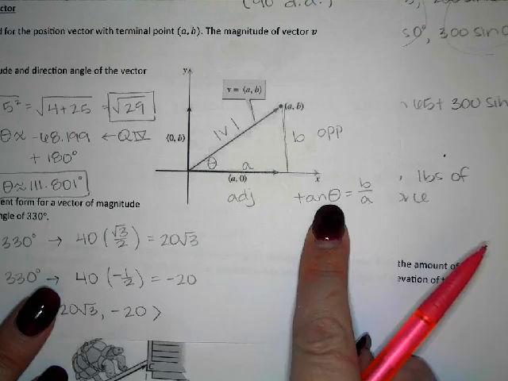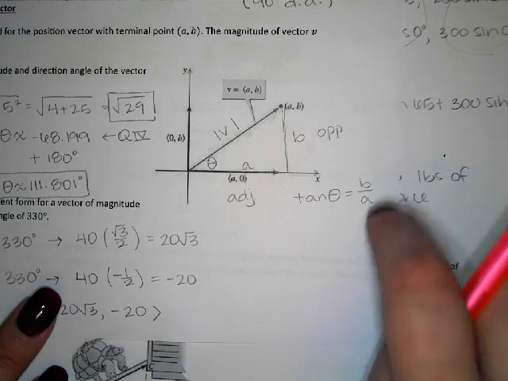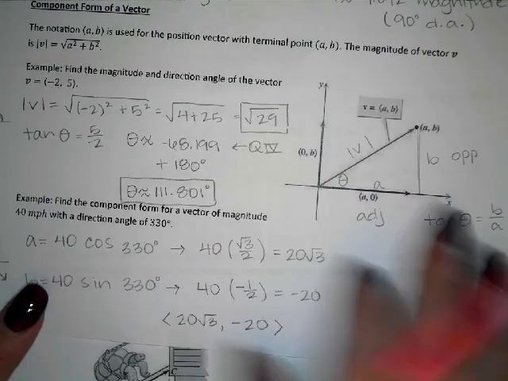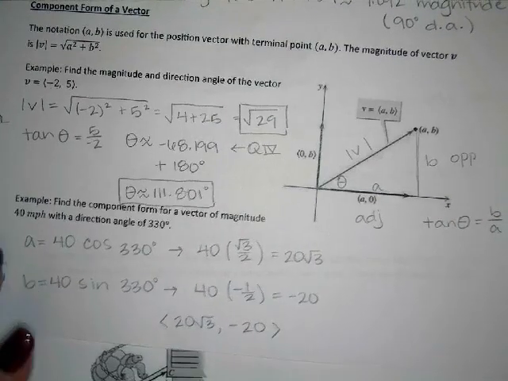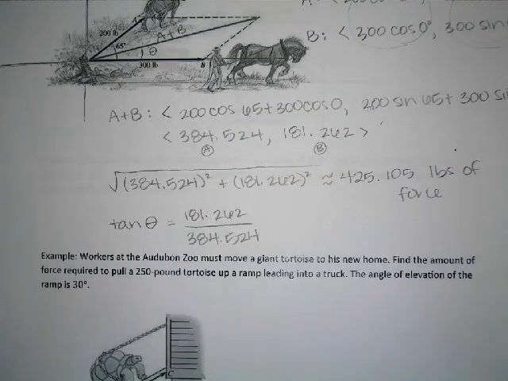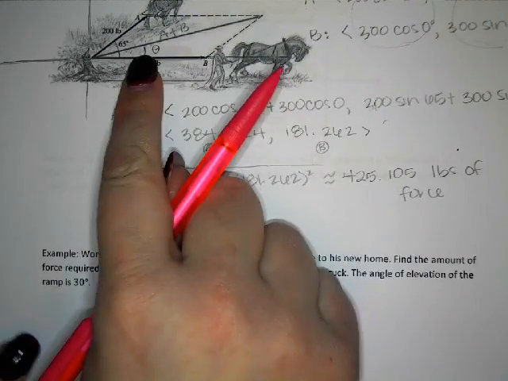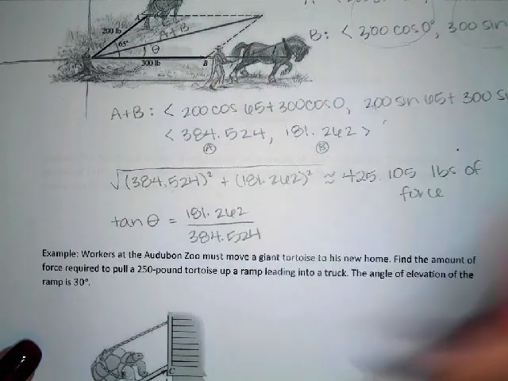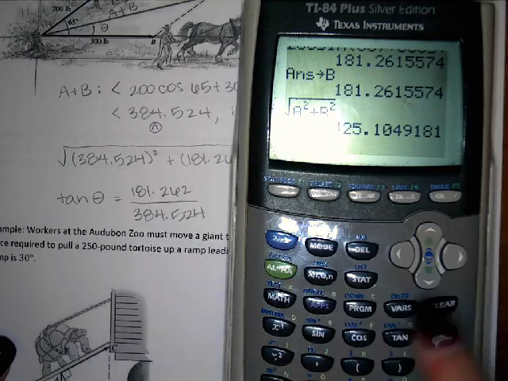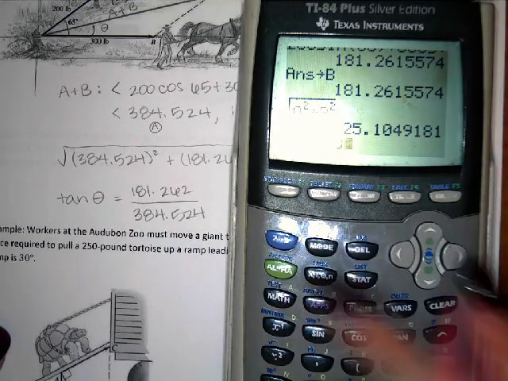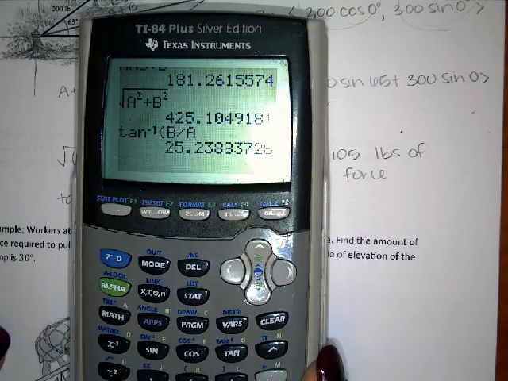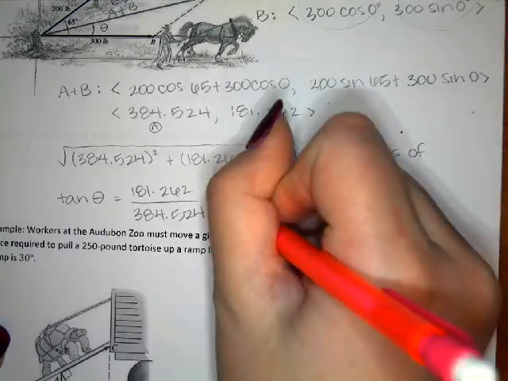Okay, so I'm going to do this, and I just know that this angle should be smaller than 65, and if I was to guesstimate, maybe like 20 degrees or something, I'm not sure. Okay, so let me go ahead and do tan inverse of B divided by A. Hey, I was pretty close. 25.239. So the resultant force is 25.239 degrees above the 300-pound force.